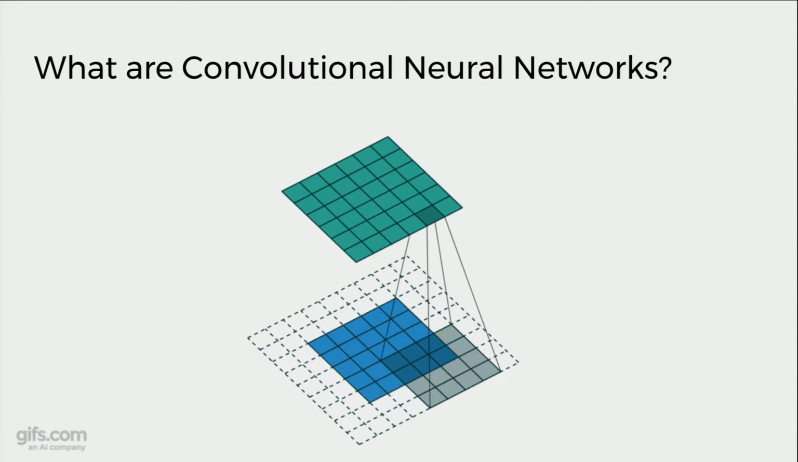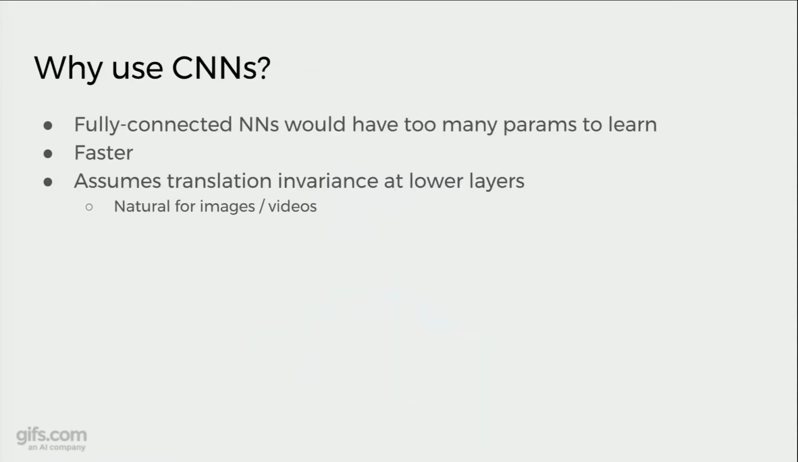So basically, each of these gray squares is the weight that is put on this input. And then it's basically a weighted sum, right? That leads to the output. Okay, so why do we care about CNNs?